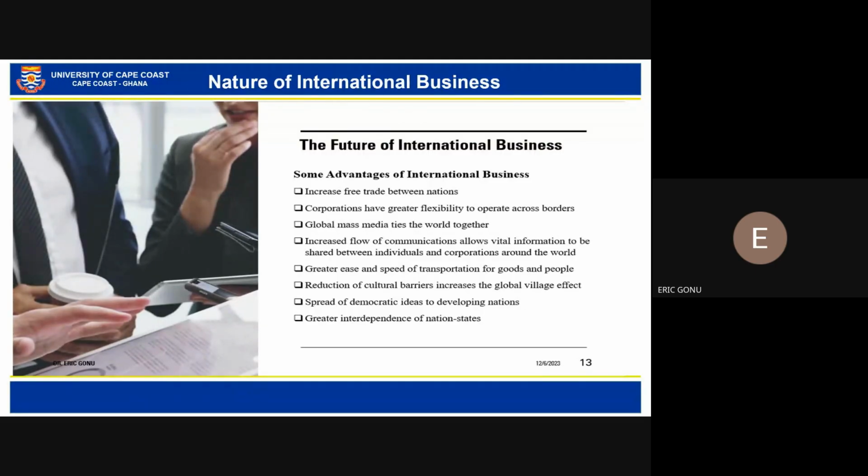So once we are sending it helps us, it increases our trade. Then corporations have greater flexibility to operate across borders. So you are not stuck to your domestic environment alone. You now have various opportunities, various options. So the corporations have greater flexibility to operate.